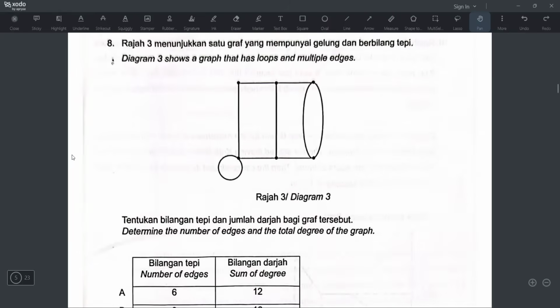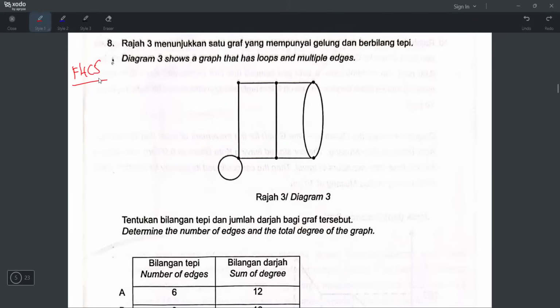Okay, number 8. This one is confirmed from form 4 chapter 5, the graph theory. Dalam bahasa Melayu, rangkaian dalam teori graph. Okay, diagram 3 shows a graph that has loops and multiple edges. So it's not a simple graph. Dia bukan graph mudah. Because simple graph cannot have loops, multiple edges. So I see the loop already is here, and the multiple edges, this is the multiple edges.